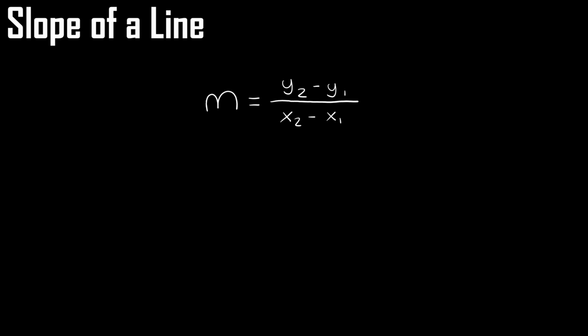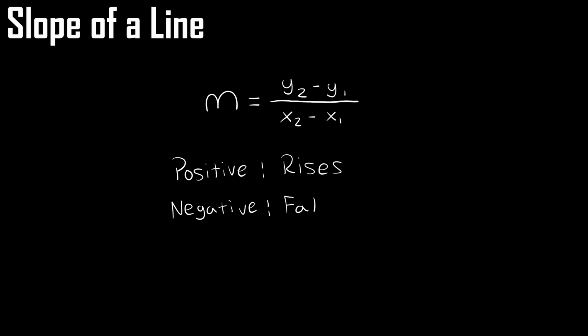Now there's different types of slopes. You can have a positive slope. When the slope is positive, the line will rise from left to right. There's negative slope. And when the slope is negative, the line falls from left to right. Now if the slope is 0, that means our line is horizontal. There will be no vertical change.